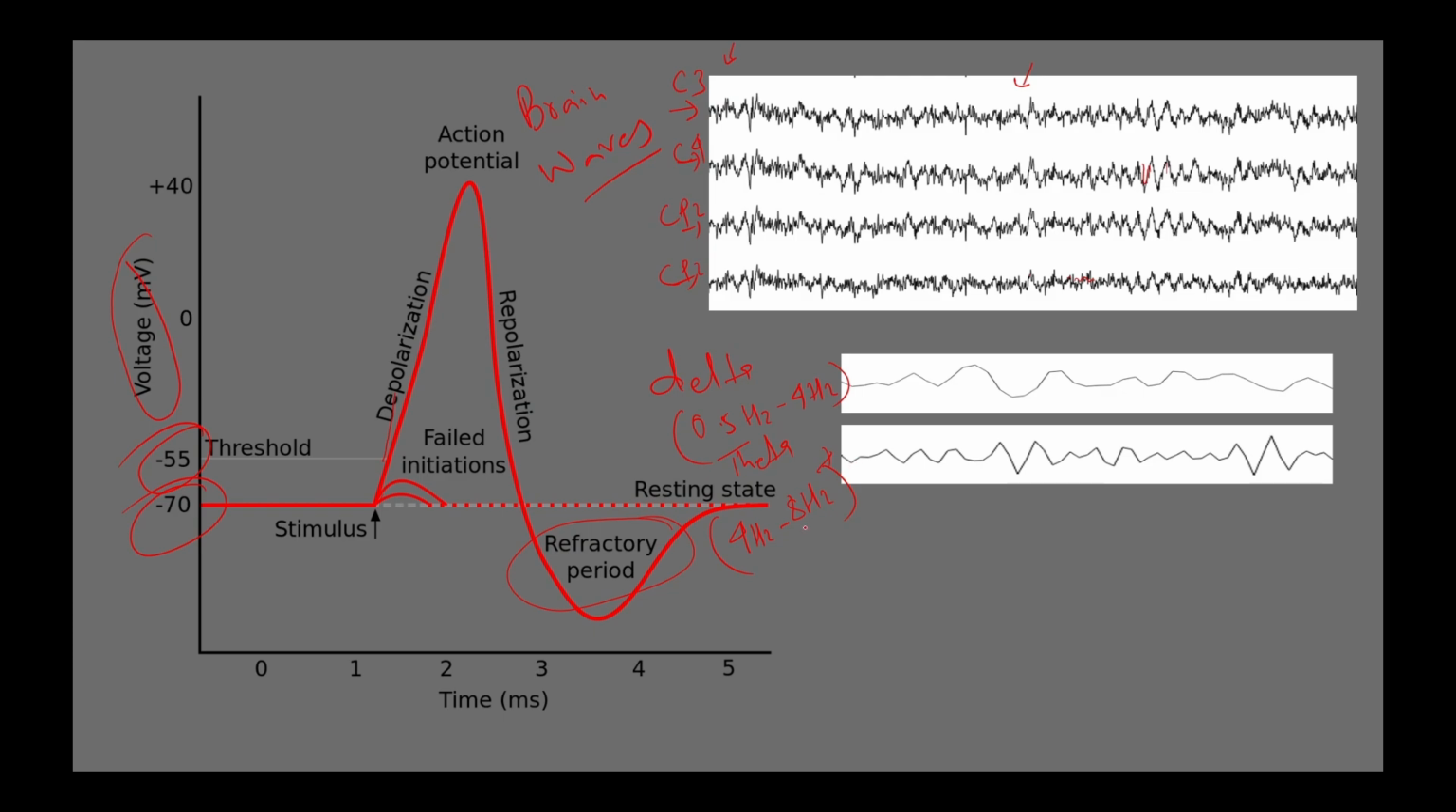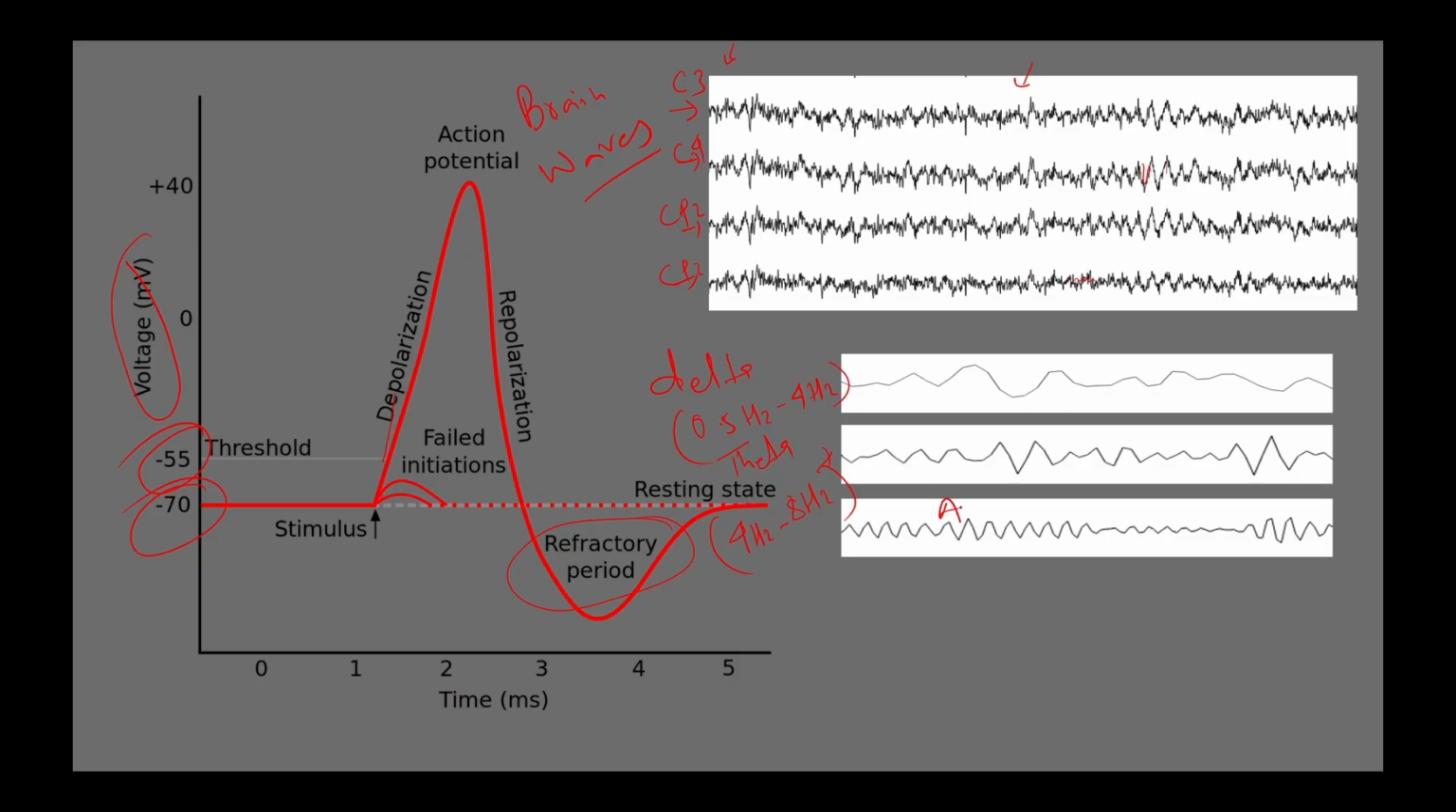What do I mean by theta? In 1 second, you will see 4 to 8 cycles of oscillation in the signal, whereas delta is a slow rhythm. Theta is a little bit faster than delta. Then comes alpha. What is alpha? Alpha is 8 to 12 hertz.